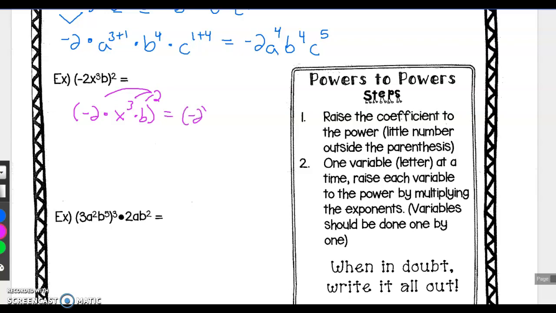So I'm going to take negative 2 to the second times x to the third to the second times b to the second. Okay. So negative 2 times the negative 2, that's what, remember, repeated multiplication, equals a positive 4. One base, power to a power, we multiply the exponents. And then we have our poor little b here. So this becomes 4x to the 3 times 2 is 6, b to the second. One more example.